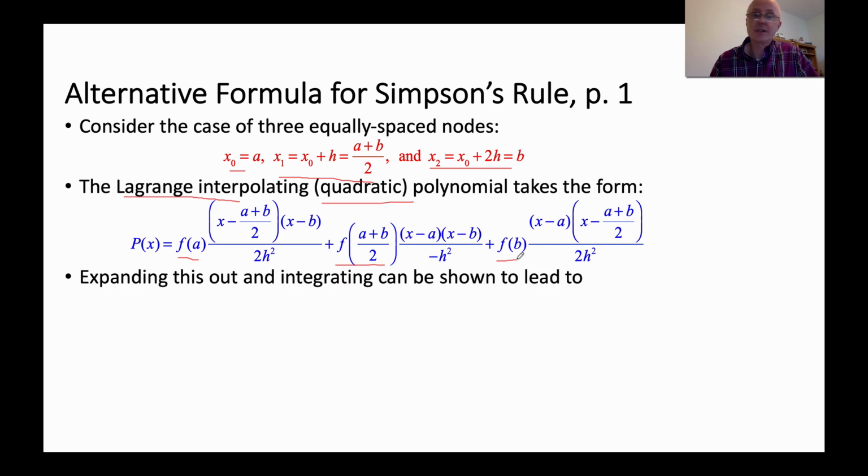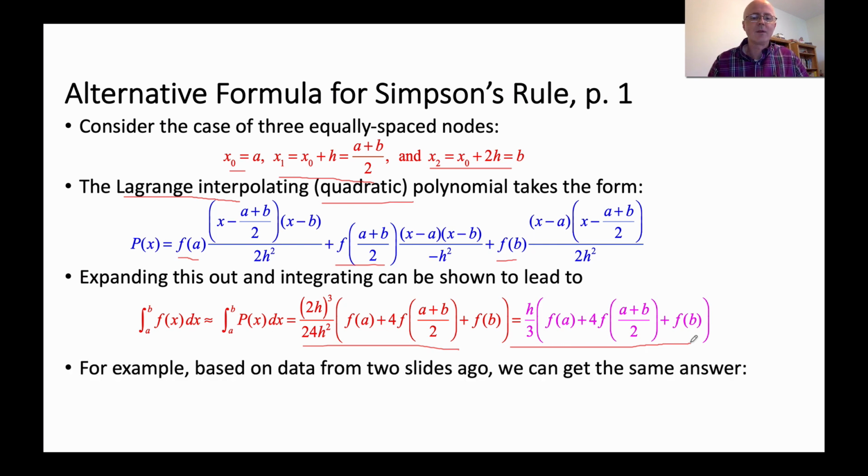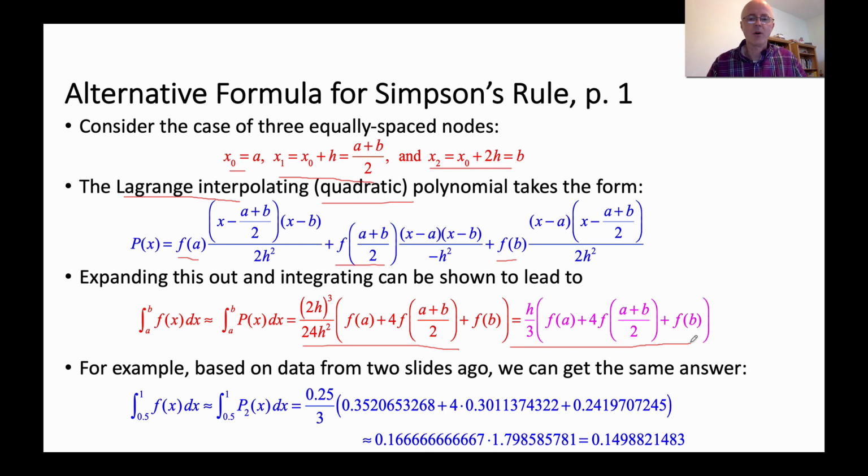Expanding this function, this quadratic, out and integrating it with some pain can be shown to give you this. It gives you this initially, and I'll show you this on Mathematica, which can be simplified to this. And for one interval broken up into two pieces, x0 is A, x1 is (A plus B)/2, and x2 is B, this is what Simpson's rule gives you. And this is the way that I initially learned it. And it does give us the same answer as before.